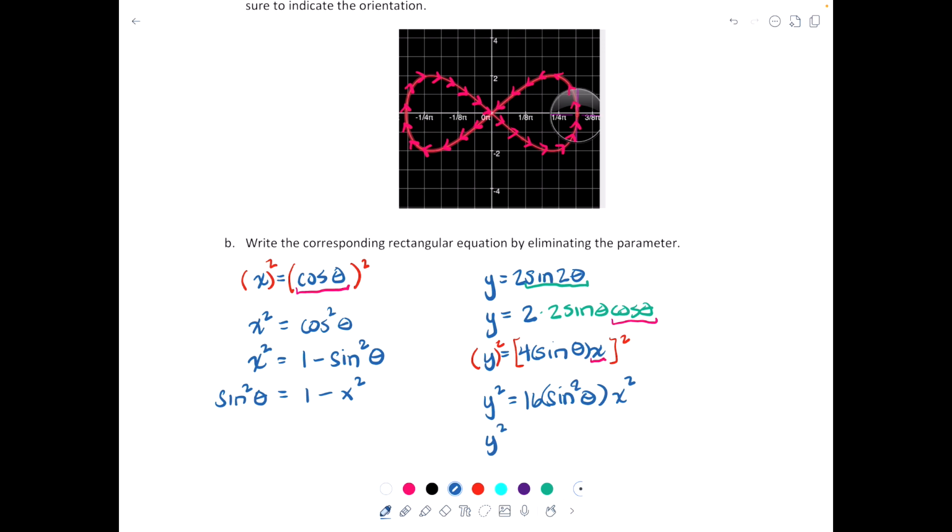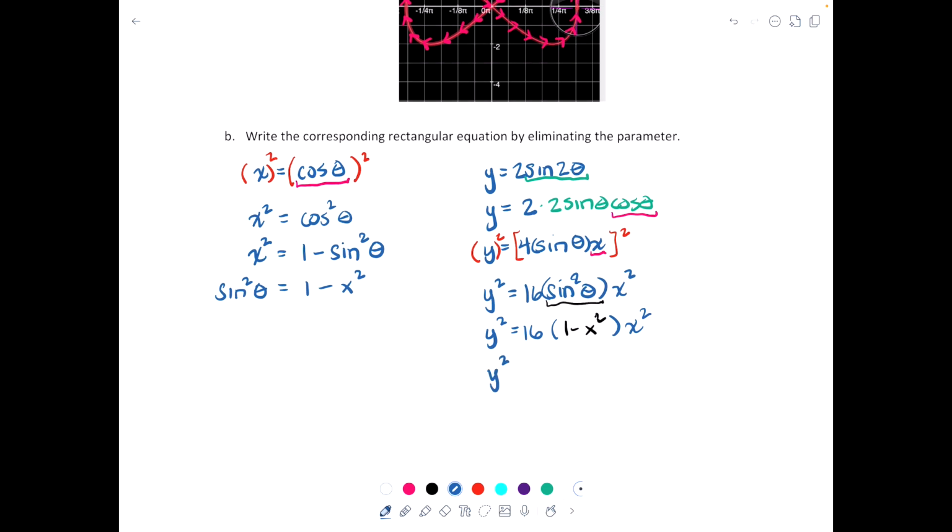And then y squared will be, and then if you remember, sine squared theta was equal to 1 minus x squared times the x squared from before. Rewriting it so it looks prettier, we'll have y squared equals 16x squared times 1 minus x squared. Cool so far? That one's a little bit more on the mean side, but that's okay.